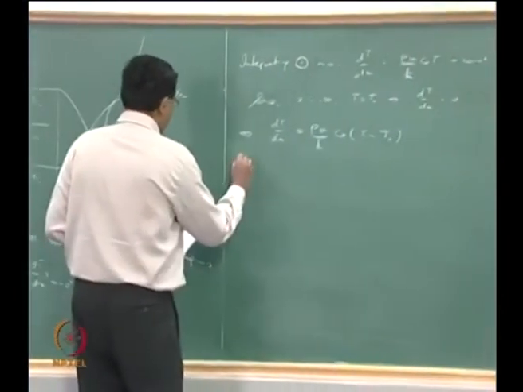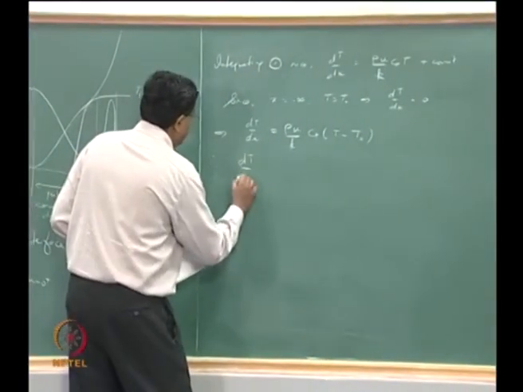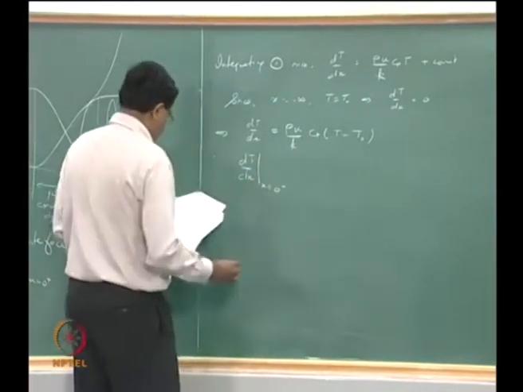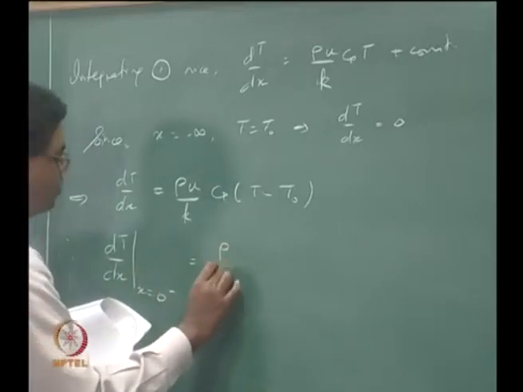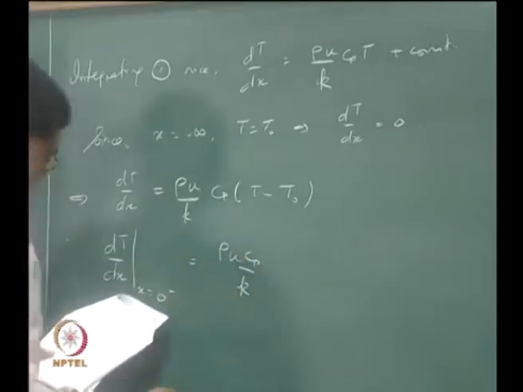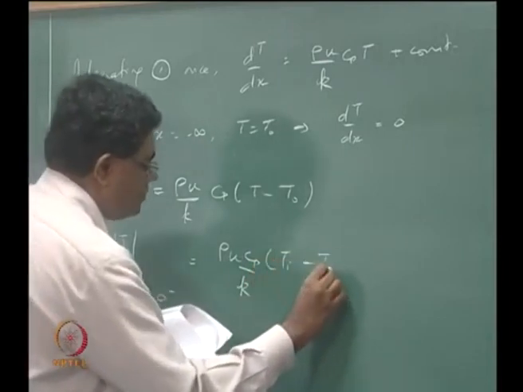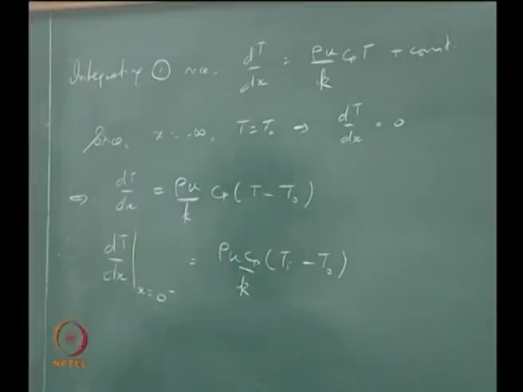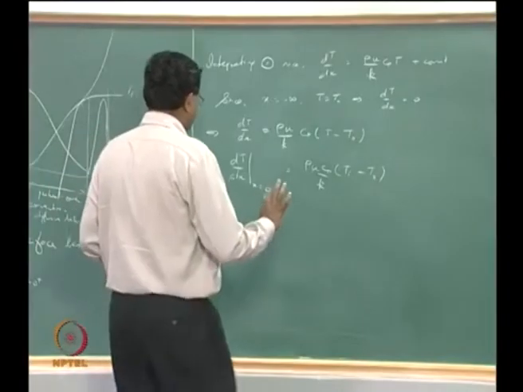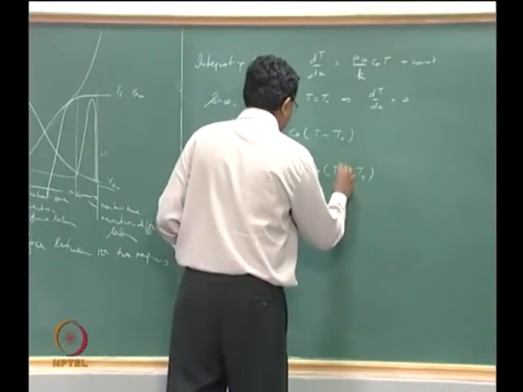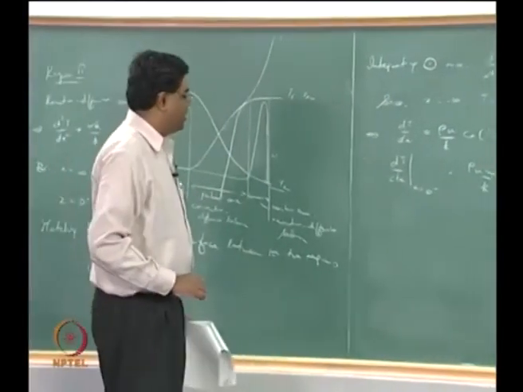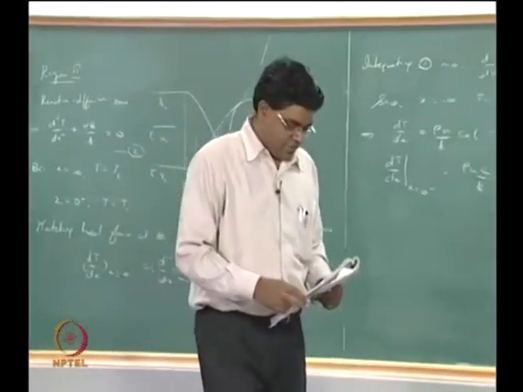Now therefore if you want to apply this to the other boundary, we now say at x equals 0 minus, this is equal to rho u Cp divided by k times Ti minus T naught. Here we are imposing the next boundary condition, and maybe this is a good point to stop, okay. So we will just say this. We keep in mind we do not know what Ti is. That's an additional problem that we have to worry about, and we will see how to handle this next class.